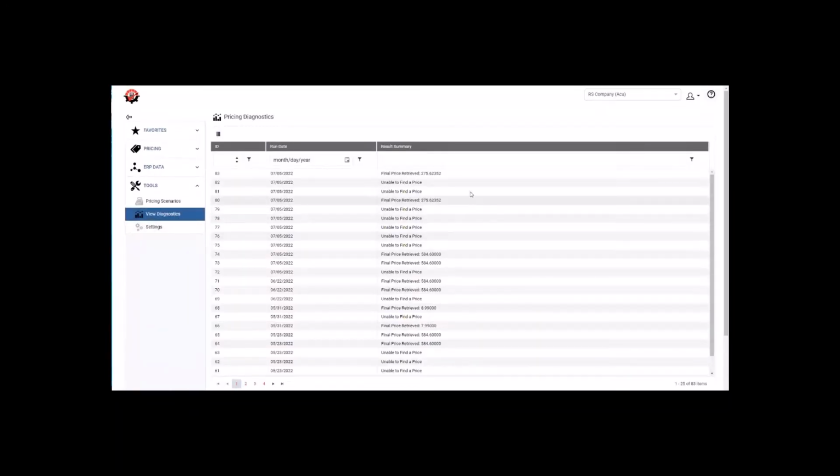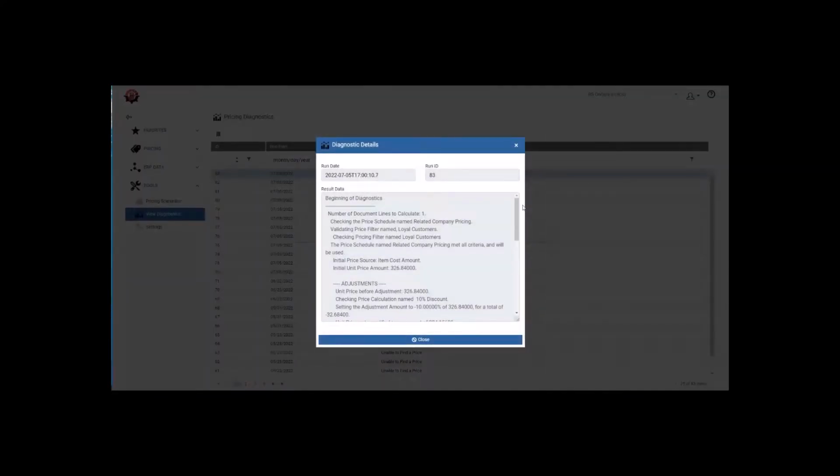Also under Tools, we can access the Diagnostics log. This is a record of every diagnostic run when searching for a price. Again, super helpful in troubleshooting.